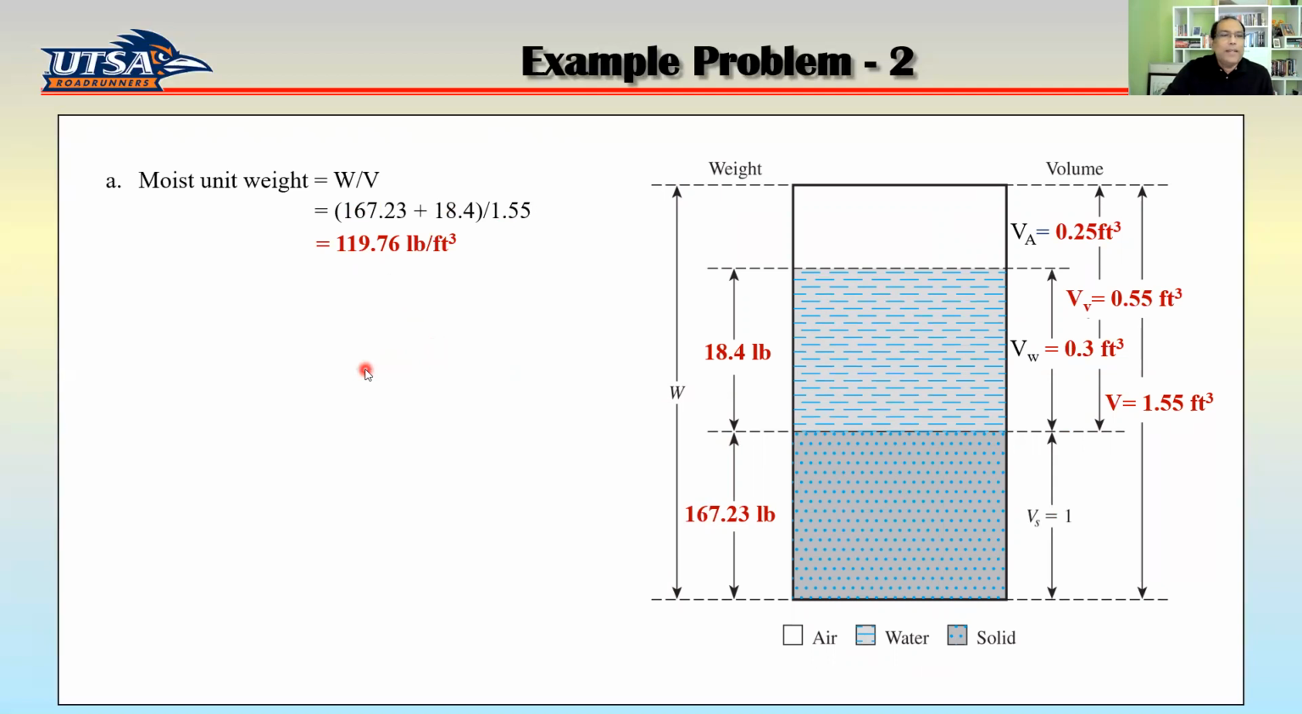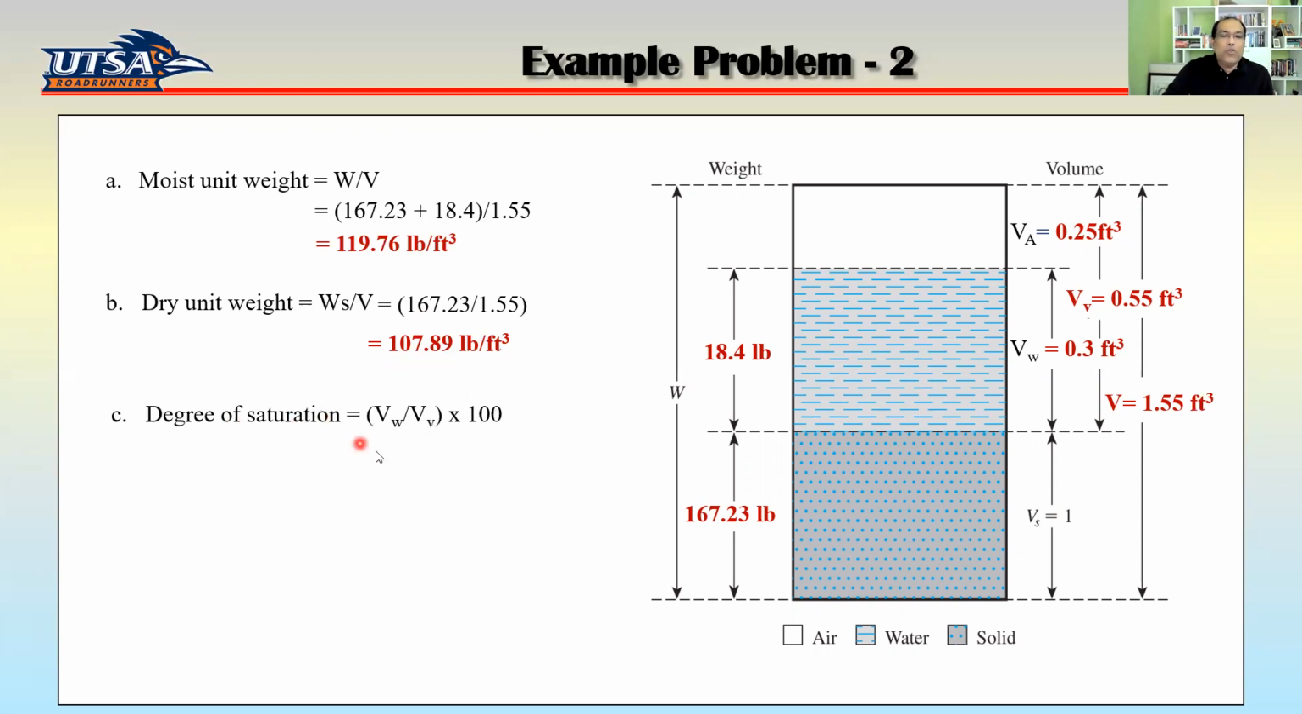Okay. Now my dry unit weight has to be this weight of solid divided by the volume. So this one is 167.23 divided by 1.55, that's basically 107.89 pounds per feet cube. Degree of saturation is the volume of water divided by volume of void times 100. So my VW is 0.3 and VV is 0.55, multiplied by 100, that's basically 54%.